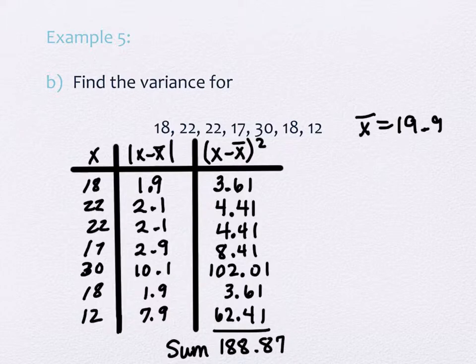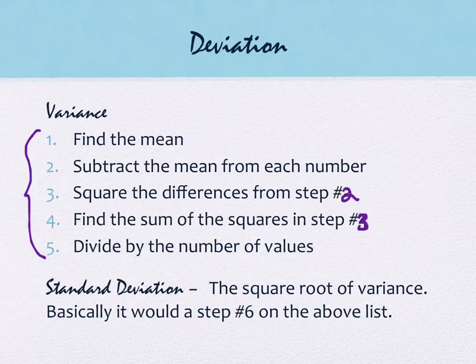And then, what do you think I'm going to do with the 188.87? In a minute I am, but there's something I do before I square root. Go back over to that list, this one right here: divide by the number of values. Because what I'm actually finding right now at the moment is variance.